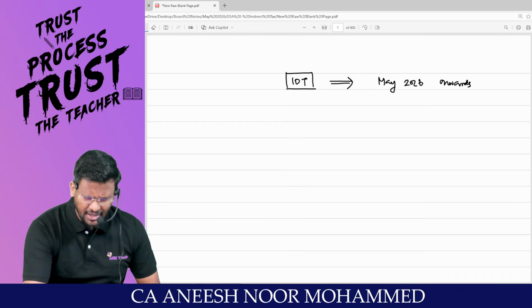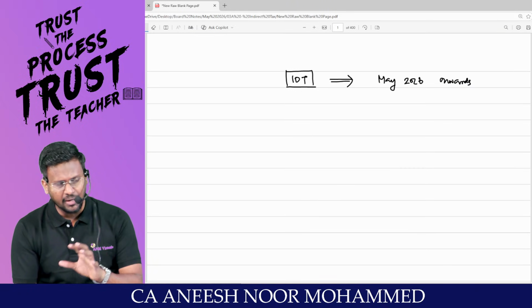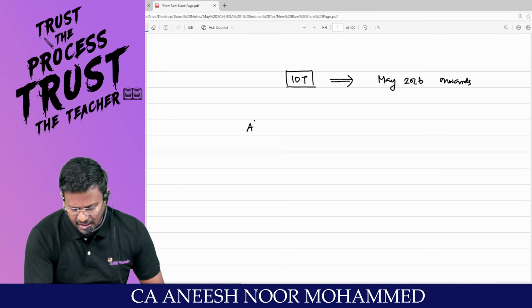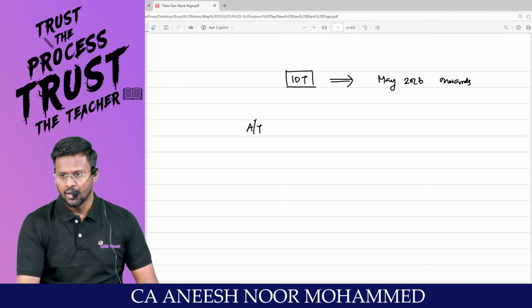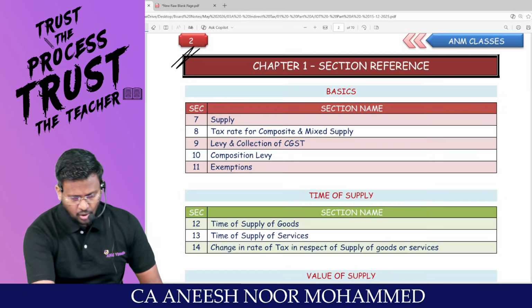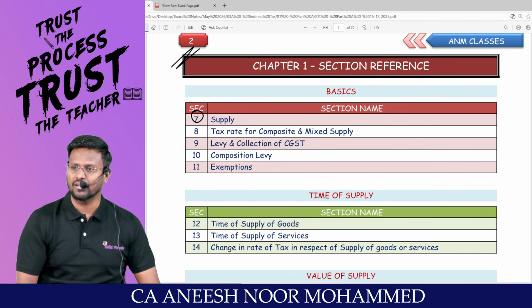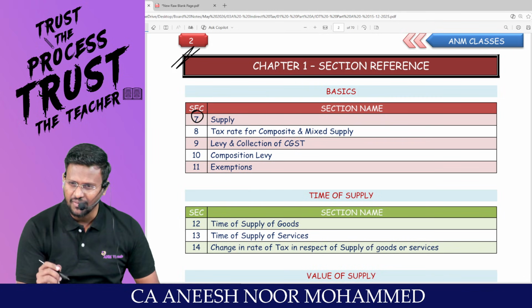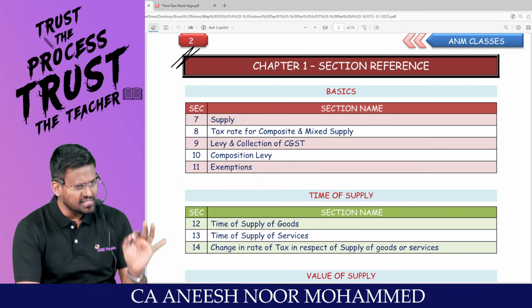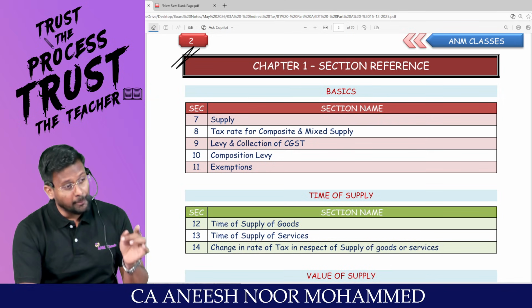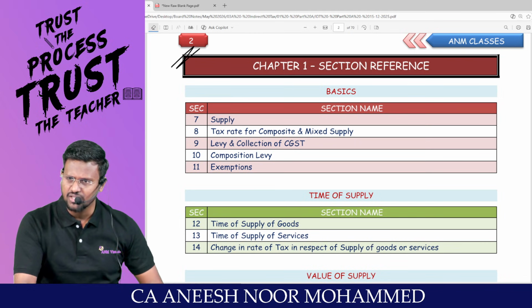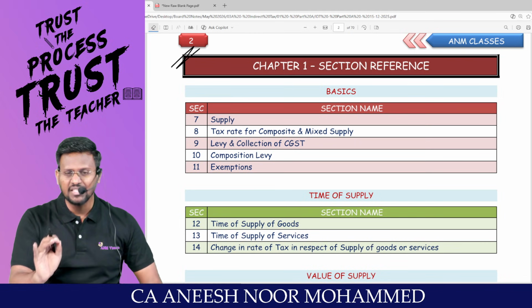For every act, whether it is Income Tax Act, Companies Act or GST, there should be some activity or transaction which should invoke the tax provisions. That is called Section 7 in this act, supply. So what the GST Act is saying is that if a transaction or an activity amounts to supply, then this act will be applicable. If an activity or transaction is not amounting to supply, then this act will not be applicable.